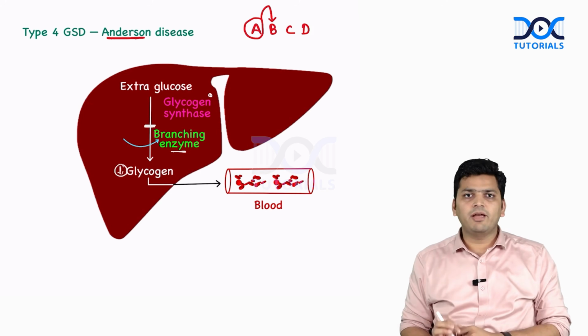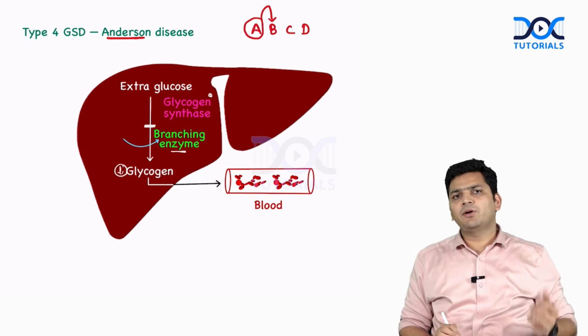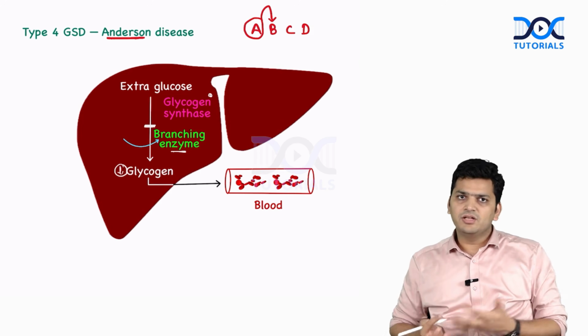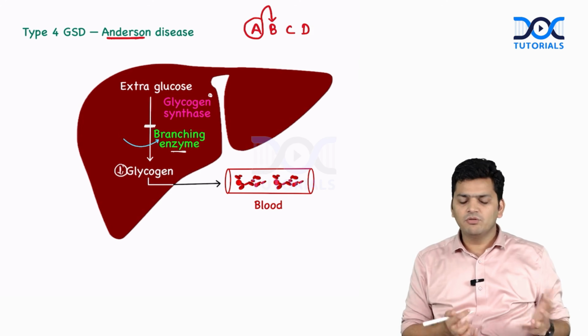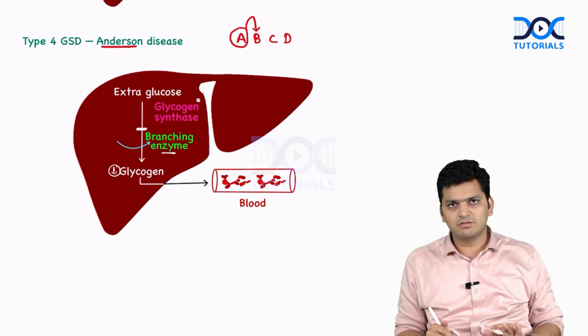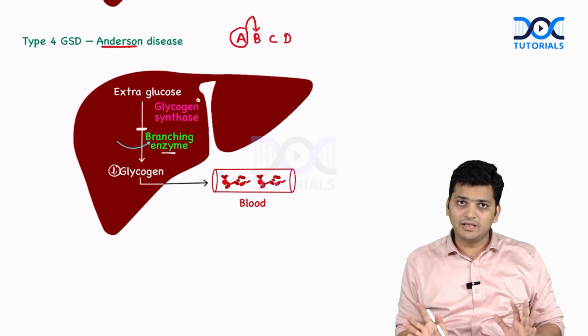The breakdown will also happen less. So this disease will not have much significant symptoms because the glycogen is not made at all, so the catabolism will also not happen. That is called Anderson disease. There's not much that comes in questions from Anderson as far as the clinical aspect is concerned.